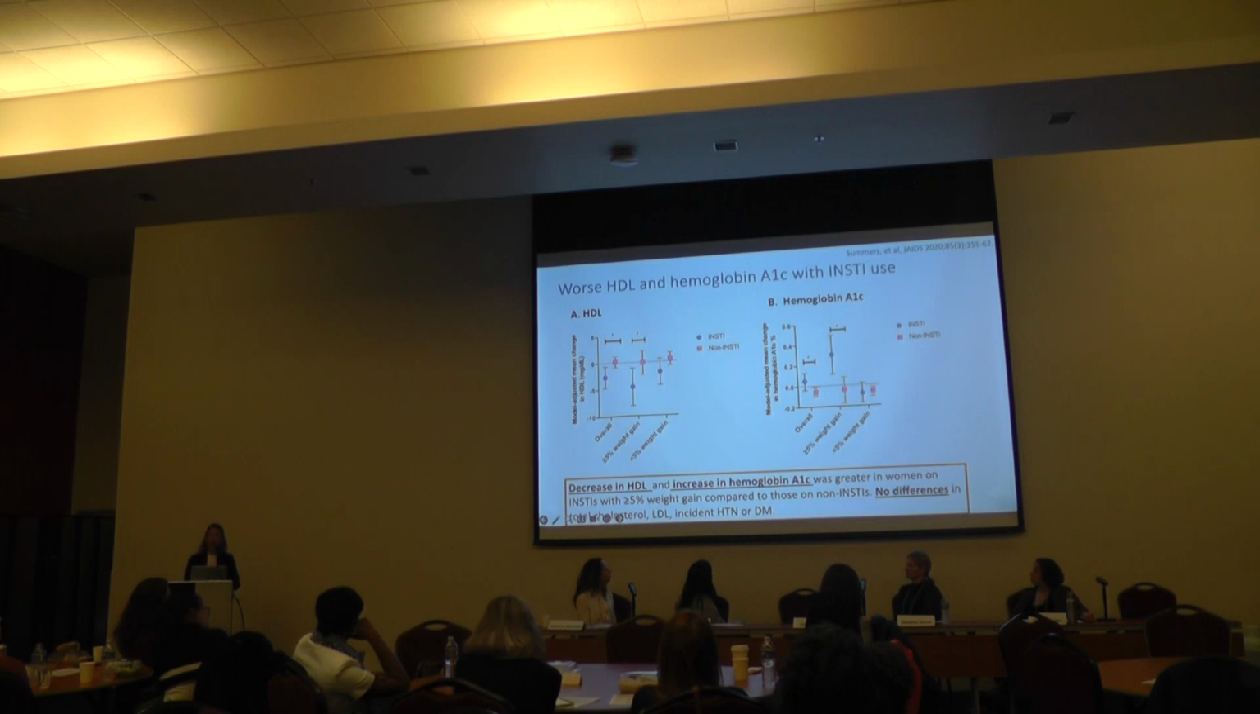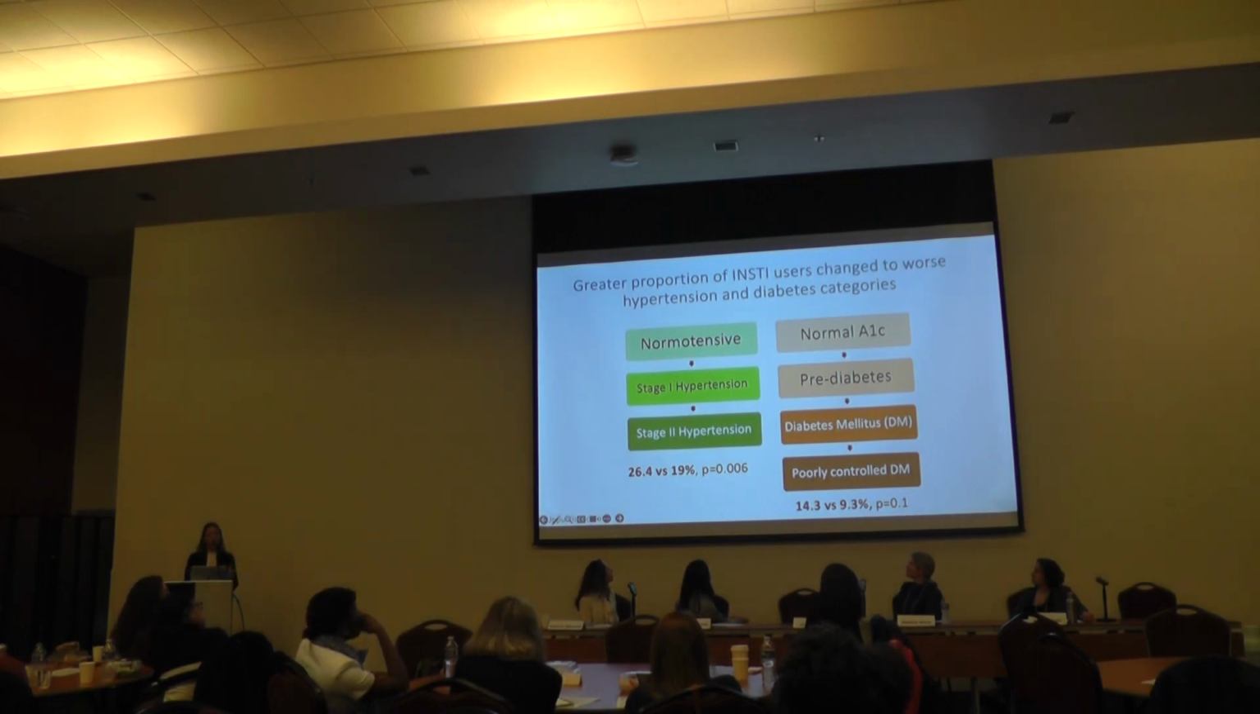We didn't see any differences in total cholesterol or LDL or incident hypertension or diabetes, but we're talking about 1.5 years of follow-up. So we did see that a greater proportion of INSTI users changed to worse hypertension and diabetes categories. They may not have developed incident diabetes, but when you look at those who might have gone from a normal A1C to a pre-diabetic A1C, that category change was worse in the INSTI users compared to the non-INSTI users.